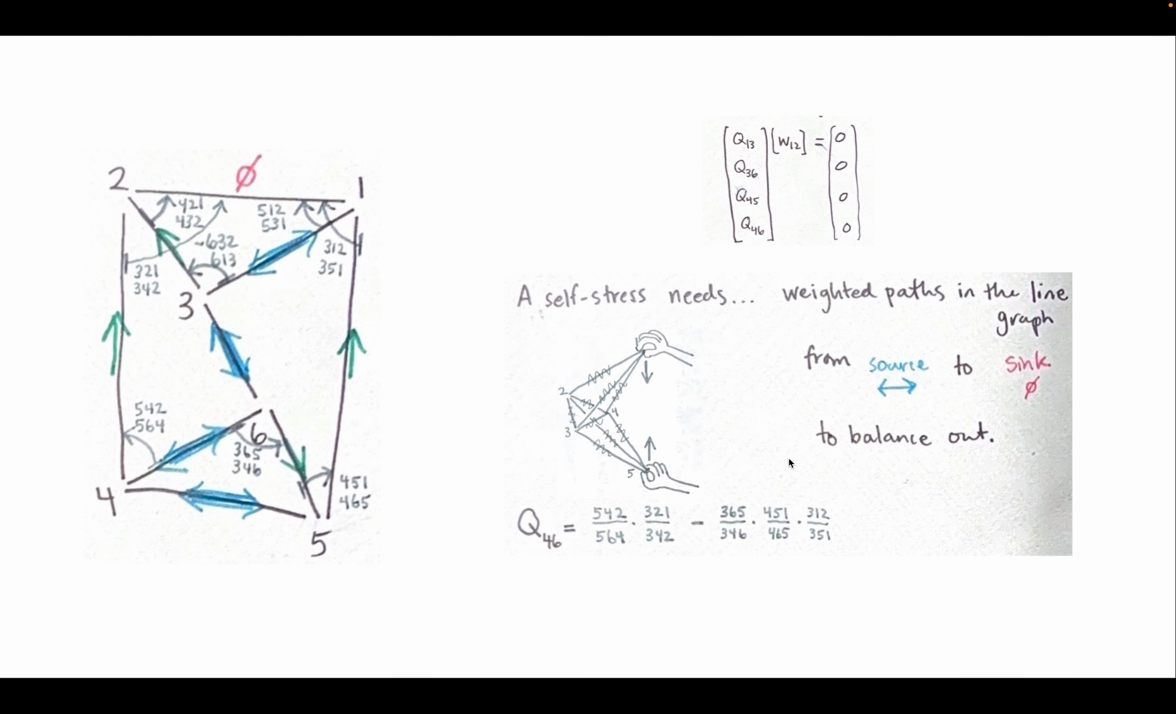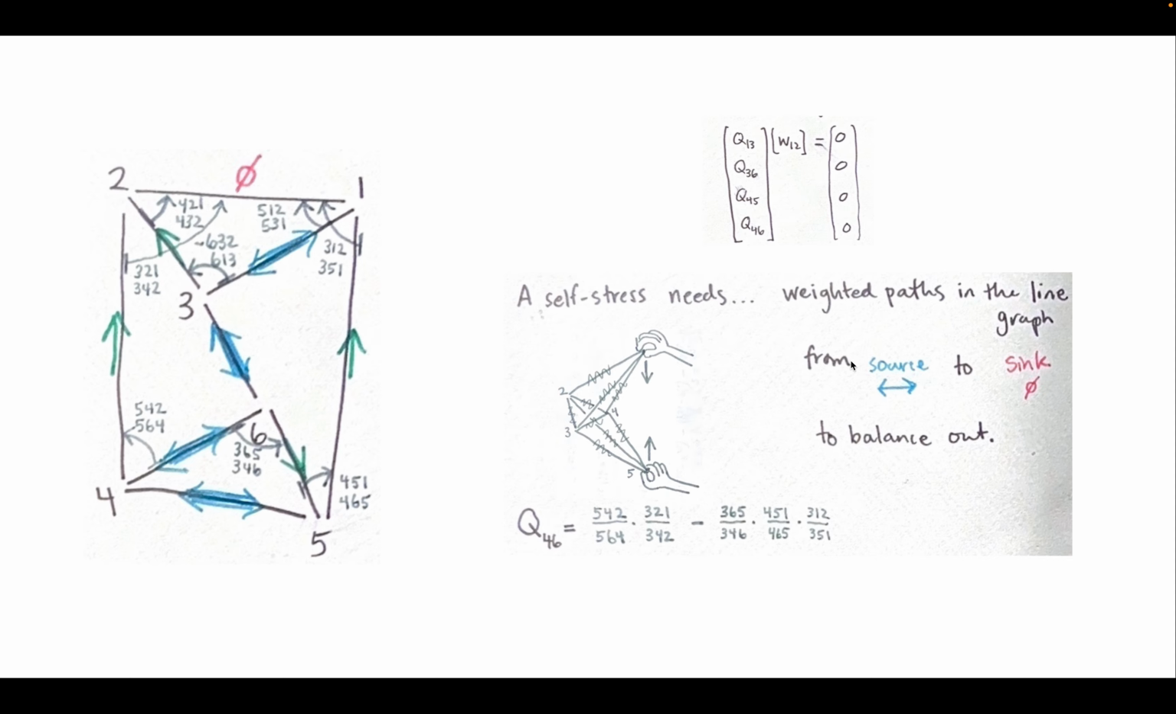So a self-stress needs the weighted paths in the line graph from the source to a sink to balance out. So again, let's look at 4, 6. We go from 4, 6 at vertex 4, we go over to 2, 4, which then goes over to 1, 2. So that's actually this 2-factor term. And if we go from the 4, 6, but from the other vertex, we swivel over to 5, 6, swivel over to 1, 5, swivel over to 1, 2. That gives us this.